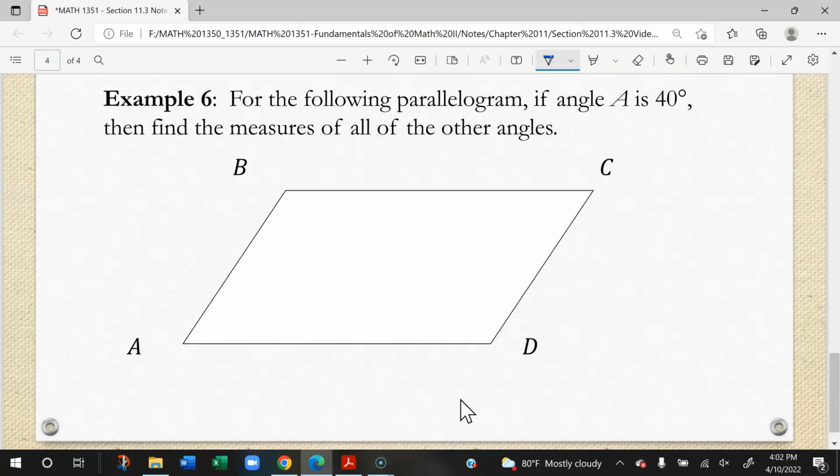For the following parallelogram, if angle A is 40 degrees, we need to find the other measurements. For a parallelogram, remember that these lines are parallel, and that these lines are parallel. So with a parallelogram, basically, your opposite angles are the same. So if A is 40 degrees, C is also 40 degrees.